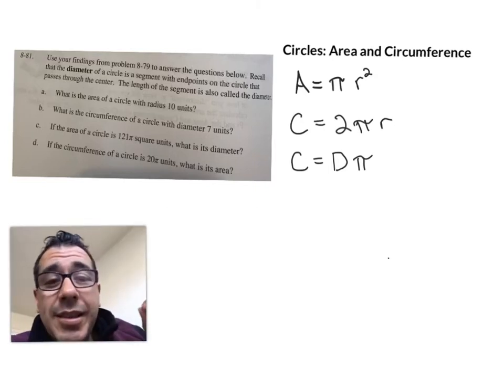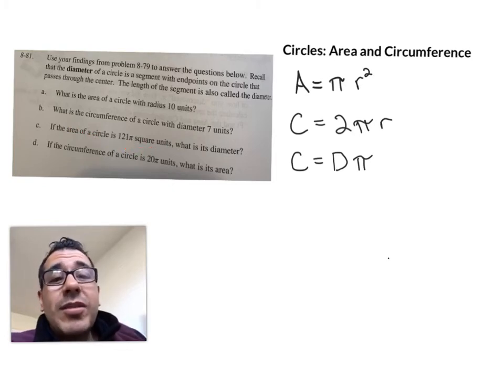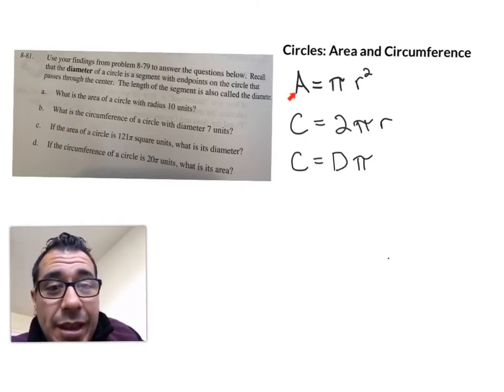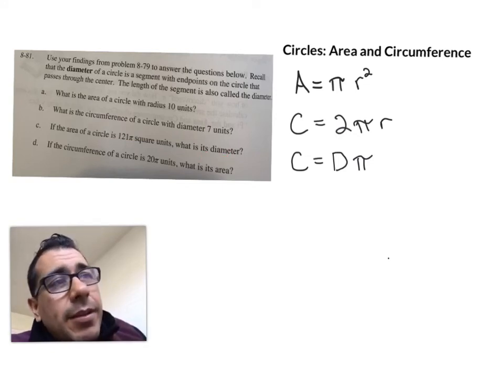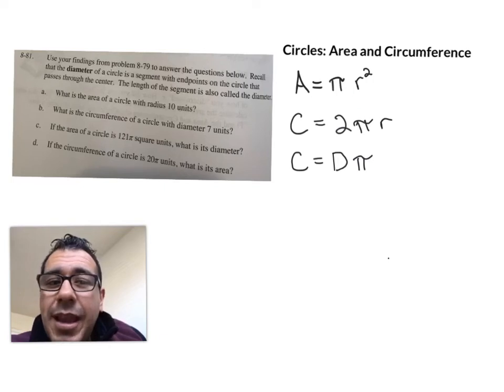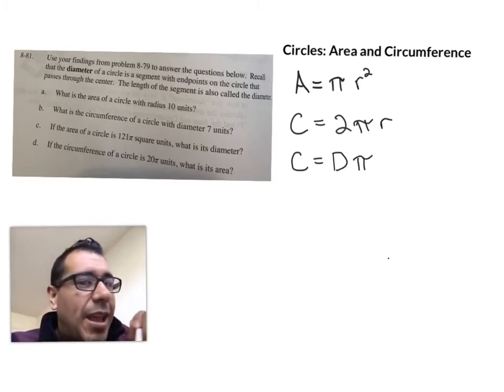All right, for part C, I'm really going to let you grow. Check this out. They tell us that the area of a circle is 121 pi square units. Notice, what is it that they just gave us? Boom, the area. So we know what A equals. And what they want to know is, what is the diameter? But wait a minute. In our area formula, can we find the diameter? Well, we can find the radius. And you have to think about what's the relationship between the radius and the diameter.